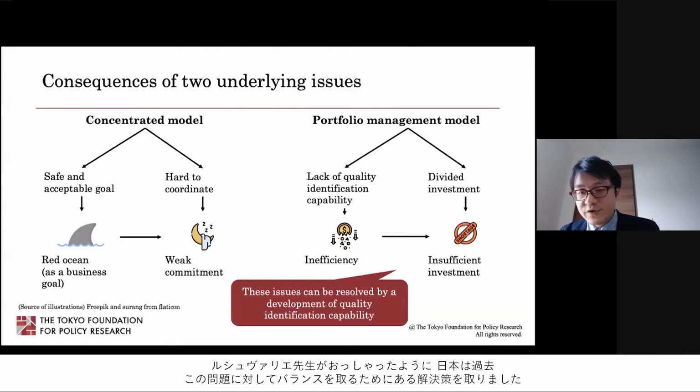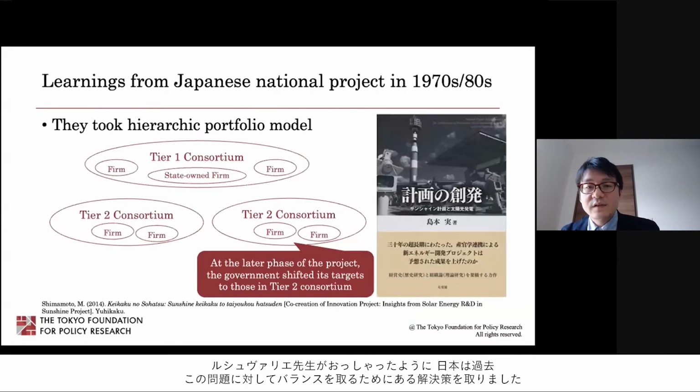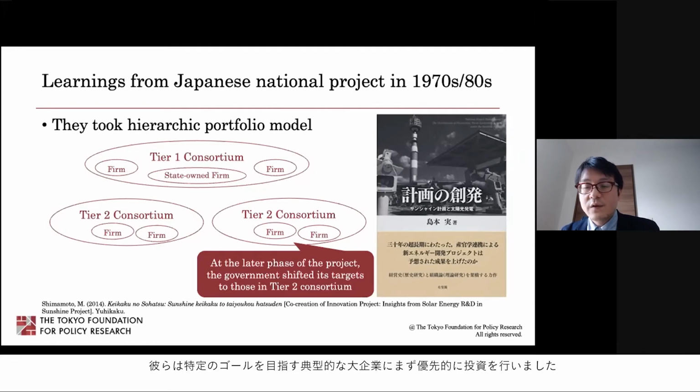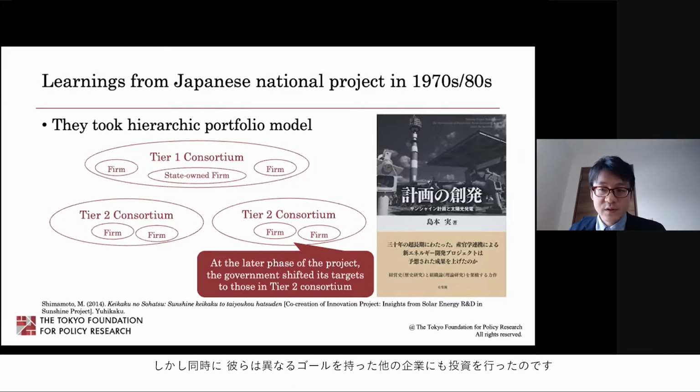And as Professor Lechevalier mentioned, Japan has a certain measure to balance these issues. The measure is the hierarchy portfolio model. This is the case in the Japanese solar power generation research and development project. They first invest in the typical major companies having a specific goal. But at the same time, they invest in other companies who have different goals. And finally, they choose the very good result from these different projects.